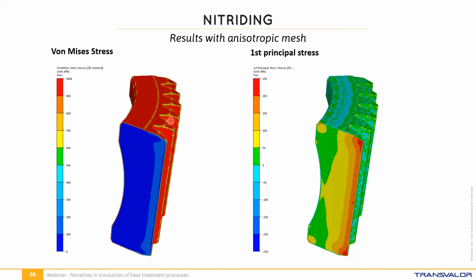In the teeth corner, the von Mises stresses are around 600 MPa. You can see from the principal stress that the reduced magnitude of the residual stresses at the corner of the teeth is due to the balancing of the compressive stresses near the surface by tensile stresses from the interior. Today, you can model the nitriding process and take advantage of the anisotropic mesh features to speed up your computation time.